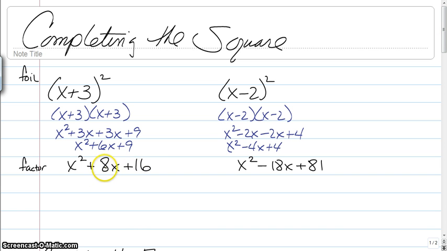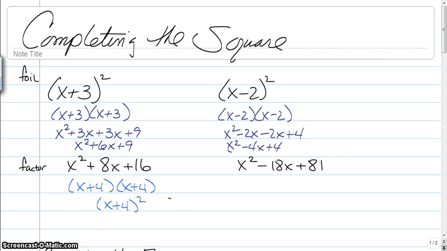Notice this little shortcut again. What is half of 8? 4. Squared is 16. So watch this. What two numbers multiply to 16 but add up to 8? That's an x plus 4 and an x plus 4, which means we can write this as x plus 4 squared.